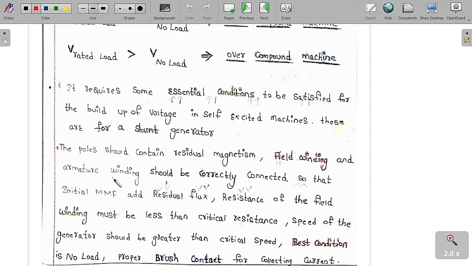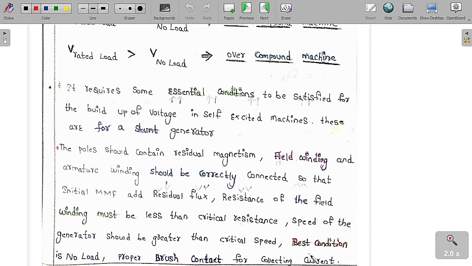You can see that it requires some essential conditions to be satisfied for the build-up of voltage in self-excited machines. For a shunt DC generator, the poles should contain the residual magnetism, and the field winding and the armature winding should be correctly connected so that the initial MMF adds to the residual flux. The resistance of the field winding must be lesser than the critical resistance. The speed of the generator should be greater than the critical speed. The best condition is no load and proper brush contact for collecting the current.